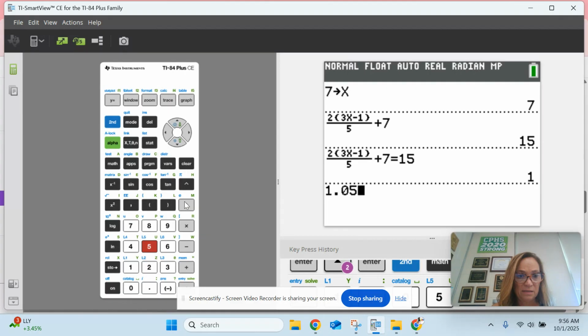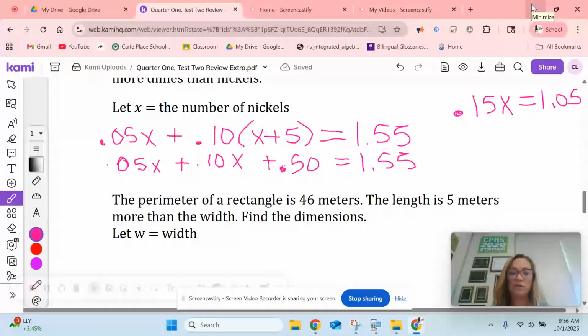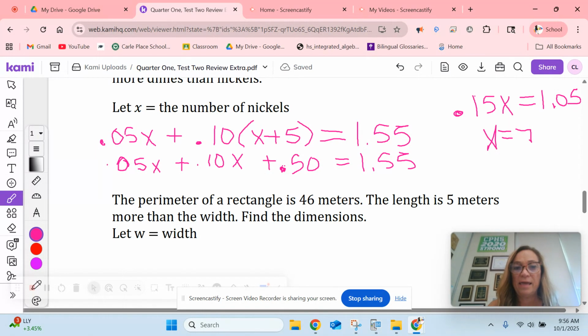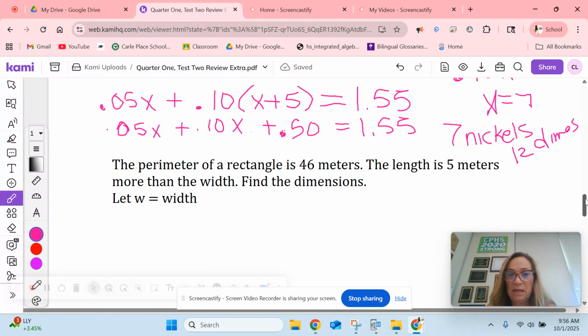$1.05 divided by 0.15 is 7. If you don't get a whole number, you did something wrong because you can only have a whole number of coins. All right, so x equals 7. So that's 7 for the nickels. And 5 more than 7 is 12, so 12 for the dimes. Okay, not bad.